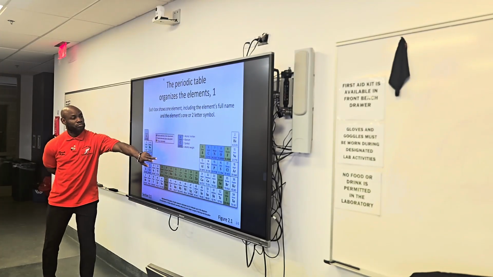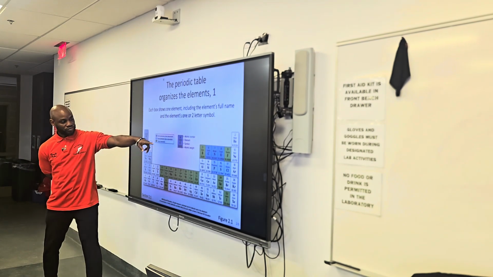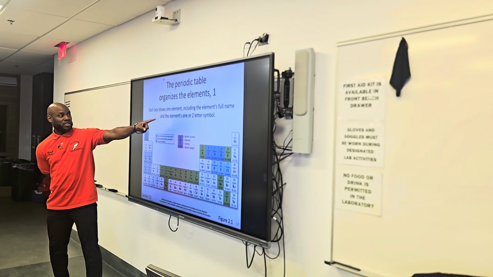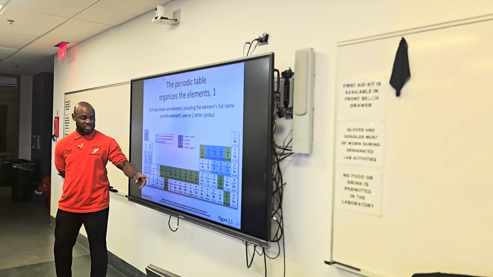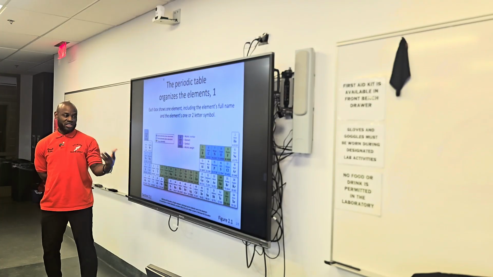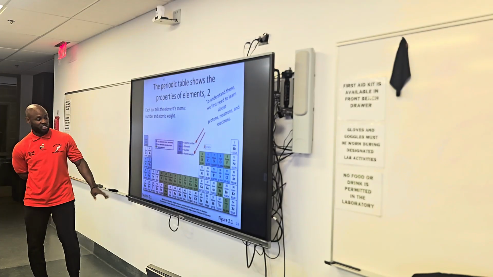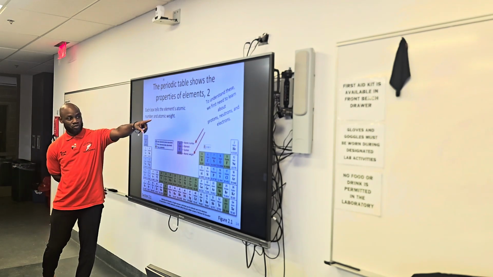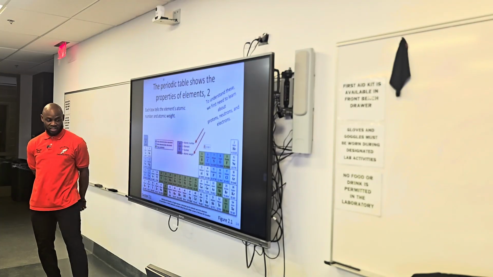And then the ones that are white we don't generally find in the body unless you put them in artificially, like silicone. All right. Each box shows 1 element, including the element's full name. Carbon is, for example, its full name, and the element's 1 or 2 letter symbol. The symbol for carbon is C. Atomic number is 6. Atomic weight is 12. It has 6 protons, 6 neutrons, which gives it an atomic weight of 12. We'll discuss those very soon.